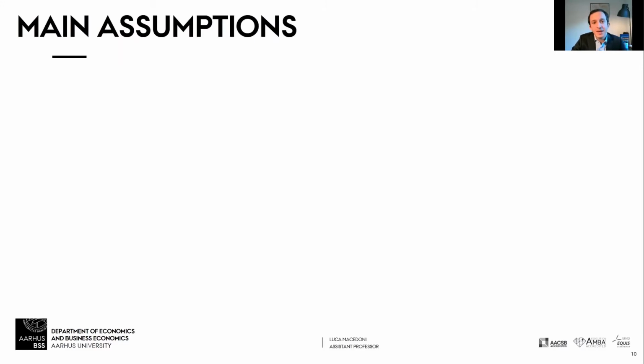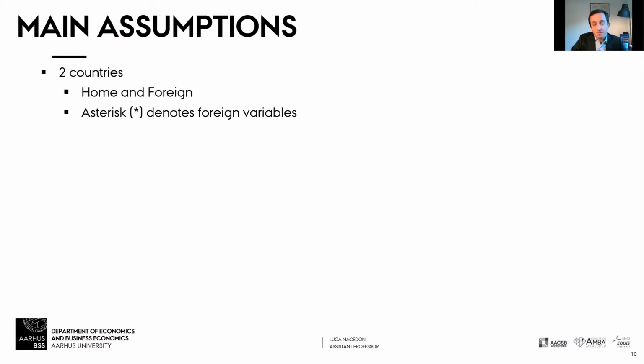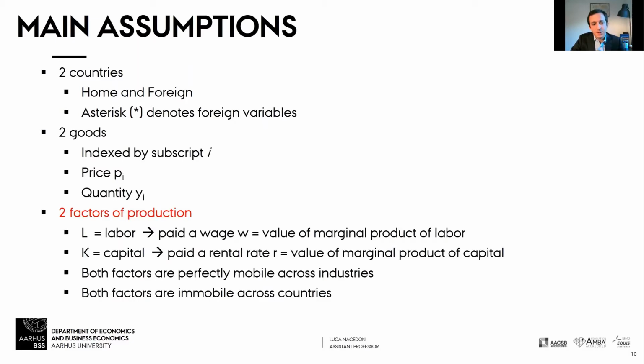So let's start with the main assumptions. We're going to be extending just a little bit the Ricardian model that we saw last time. So we're going to have two countries, home and foreign, as before, two goods, but this time we're going to have two factors of production. One factor is going to be labor, paid a wage, W, and also we're going to have capital. So we're going to think that there are some capital owners that earn a rental rate on capital, R.